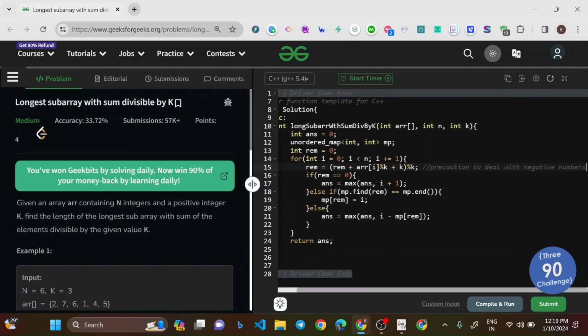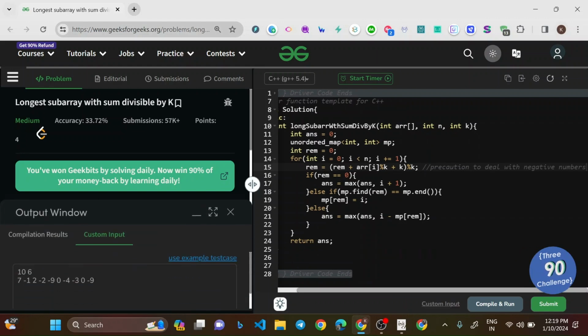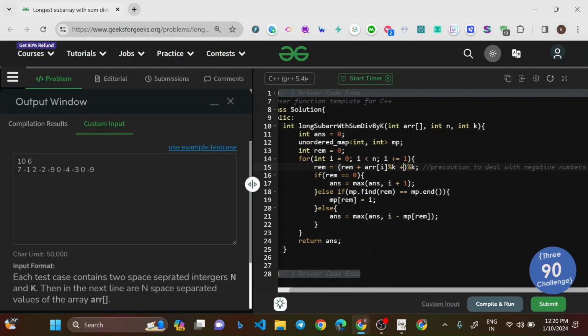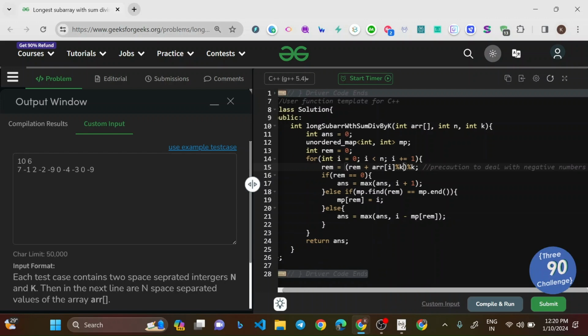I've also taken a custom input like this. So here you can see 7, minus 1, 2, minus 2, minus 9, 0, minus 4, minus 3, 0, 9, minus 9. These are the elements of a particular array. Now try doing it manually using a pen and paper. You'll observe that if you do not add a plus k here, you'll get negative remainders. That is not correct. Negative remainders are not defined. Remainders must always be positive. That is the reason we are adding a k, so that the cyclicity is maintained.